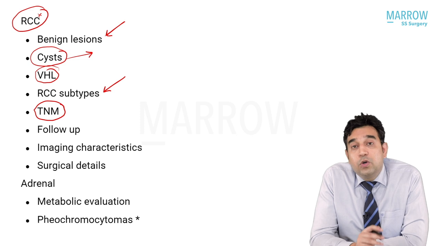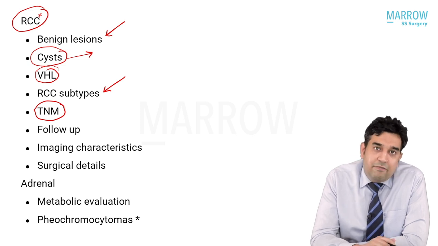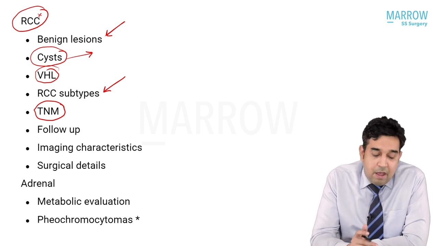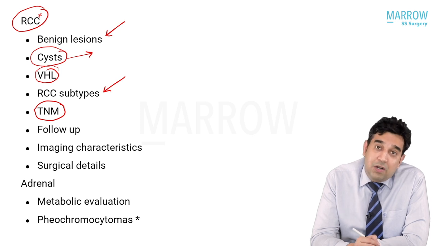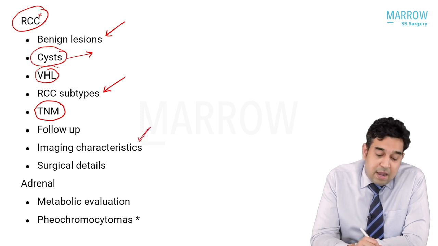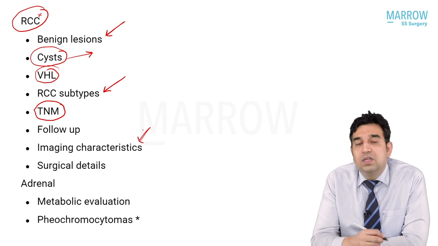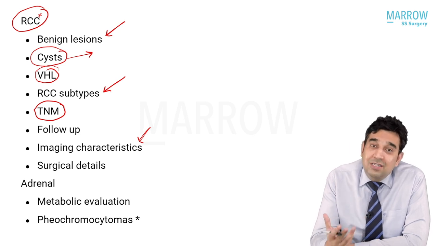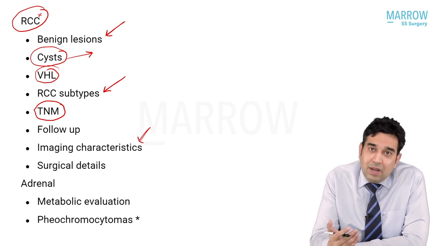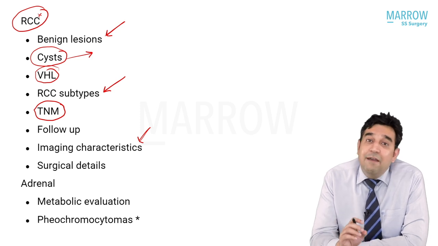We should know about the TNM staging of all these tumors, and similar goes for RCC as well. We should know how to follow up if you've done a partial nephrectomy, if you've done a total nephrectomy. We should know about the imaging characteristics of the tumors of renal origin, and we should know about the surgical details also, how the surgery is performed, what are the common incisions which are given, when do we prefer a particular incision, specifically the IVC thrombus part.